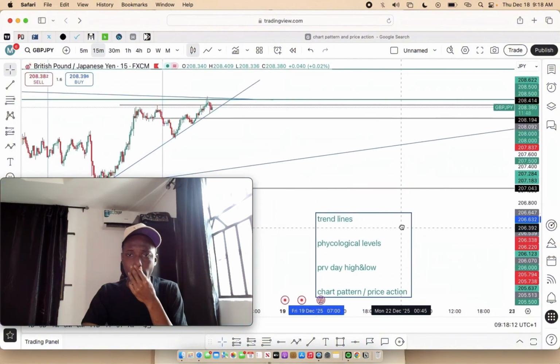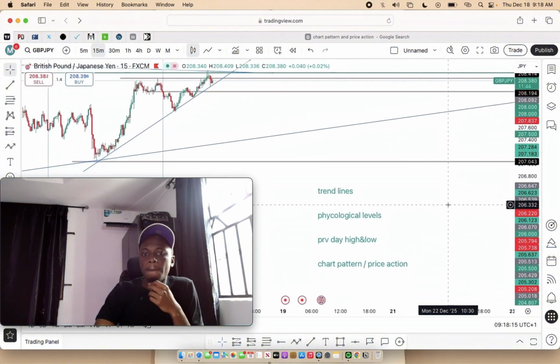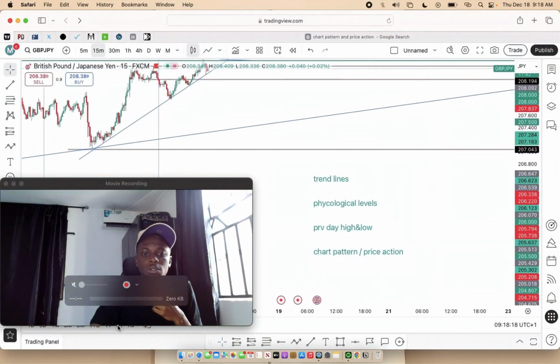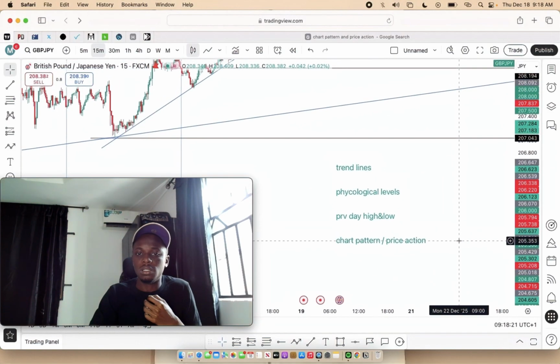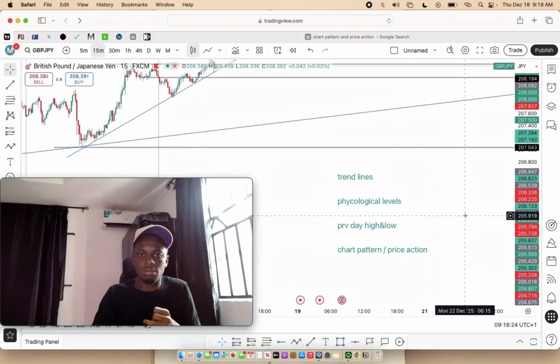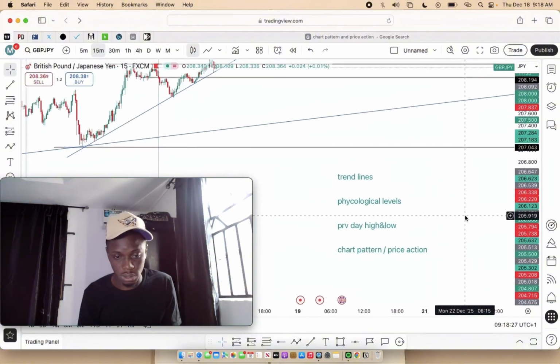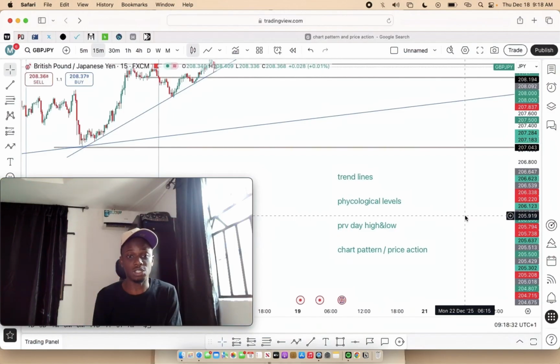So these are my main confluences. I like trend lines a lot. I've been using this strategy since I started. I didn't see any reason to change any important thing, but the way I use it has changed a lot. I use mine totally different, but still the same thing. We can be using different strategies and still get the same trade bias.